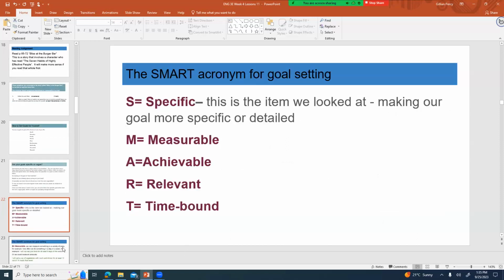So the acronym you see all over the place is called the SMART acronym, and the S is specific, the M is measurable, the A is achievable, the R is relevant, and the T is time bound. And we're going to talk about all those. We just looked at specific, okay? Making your goal more specific or detailed is a crucial part of it being successful.